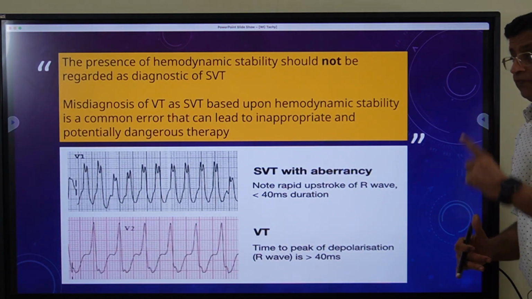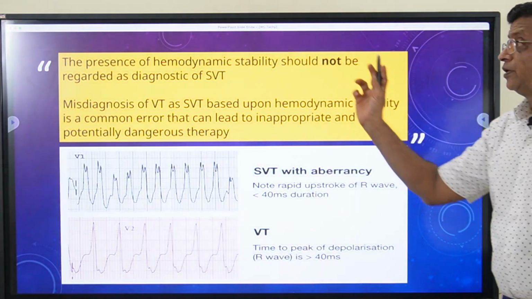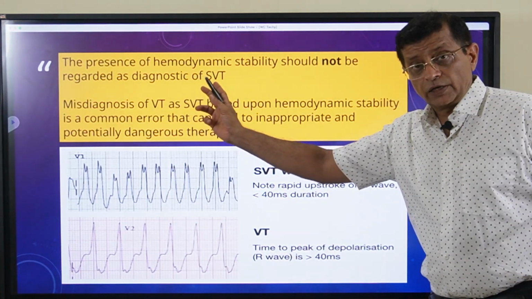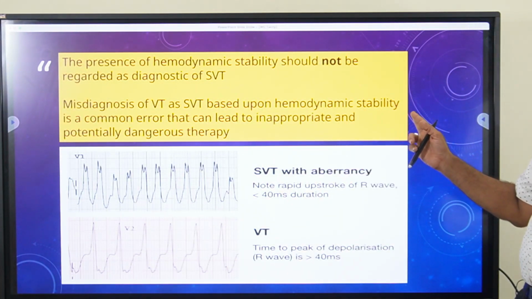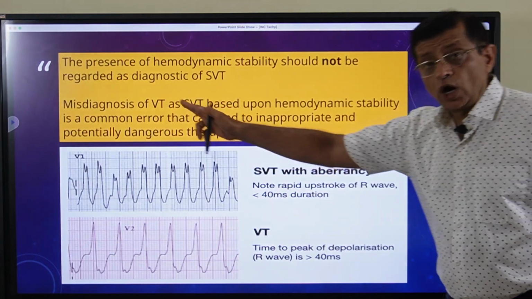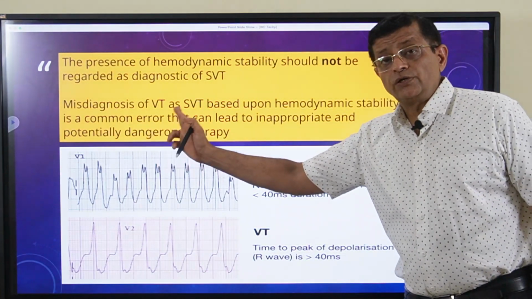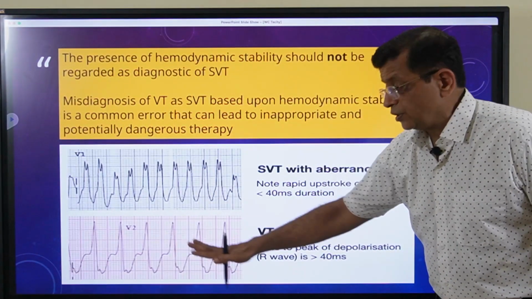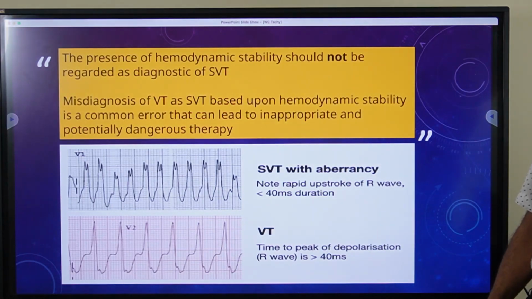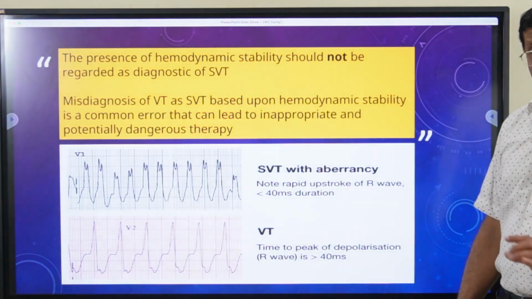This is a fallacy. The presence of hemodynamic stability should not be regarded as diagnosis of supraventricular tachycardia. Misdiagnosis of VT as SVT based on hemodynamic stability is a common error and that can lead to inappropriate and potentially dangerous treatment. The upper ECG is SVT and the lower is VT. They look very similar, so it is very difficult in an emergency to diagnose and properly treat.